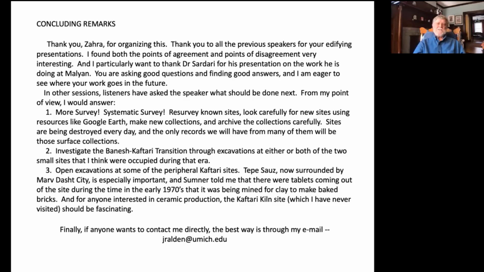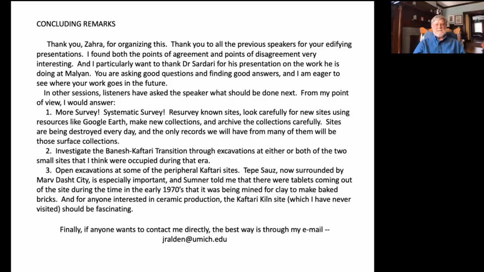2, investigate the Banesh Kaftari transition through excavations at either or both of the small sites that seem to be occupied during the era. And 3, open excavations at some of the peripheral Kaftari sites. Tepe Sos, I think, was particularly important, and it does have tablets. And the Kaftari kiln site, which, if you want to investigate ceramic production, it certainly looks like that would be a wonderful place to do that.